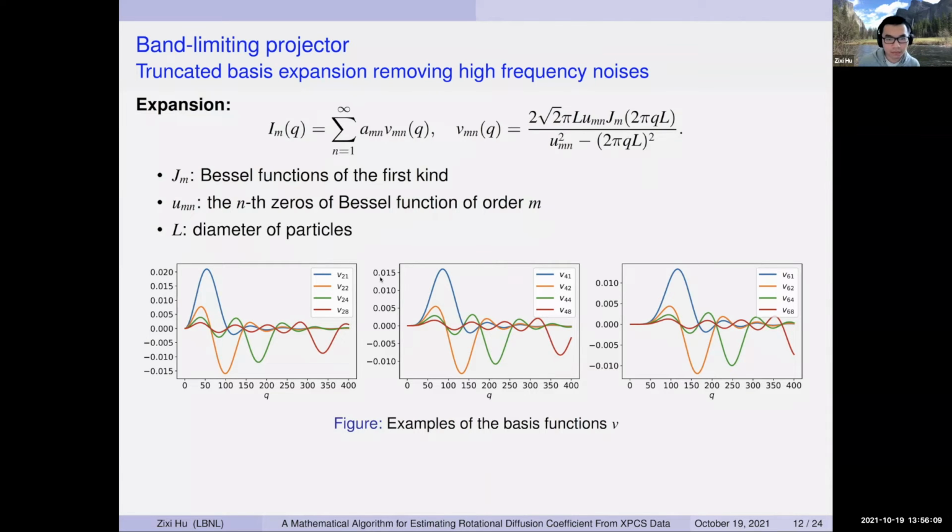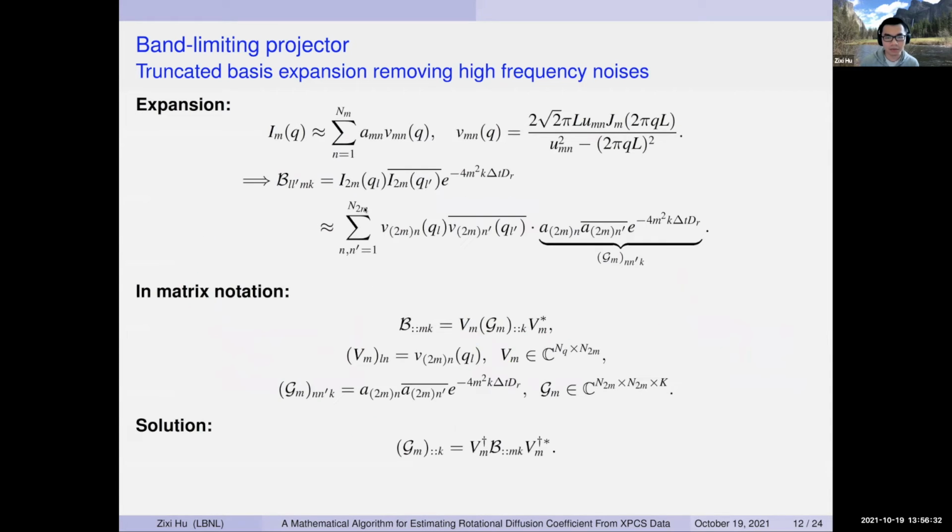Here I show some examples of the basis functions in these figures. You can see that there's a peak for each one of the basis functions, for example this one, this one, this one, and this one. The number of basis functions within the measured Q range, within the Q grid, can be estimated. Based on this number, the expansion can be truncated. I2M can be approximated by the summation of the first few terms. By removing the high frequency terms, we can remove these high frequency noises at a little price. Then leveraging this finite truncation, the entries of tensor B can be written as this summation.